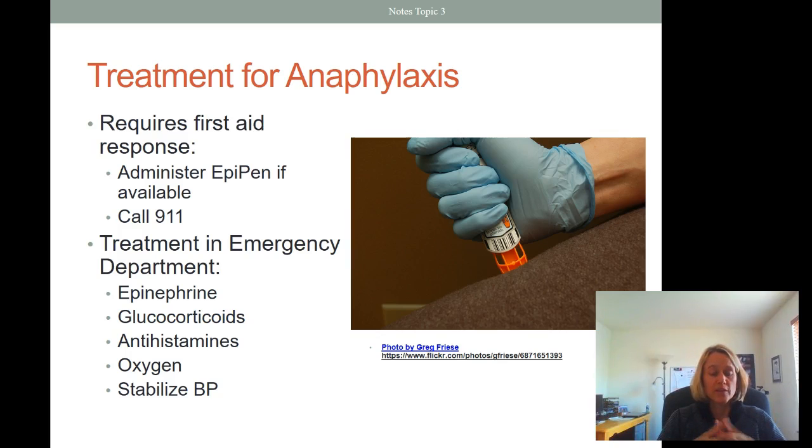Other things that might be given: glucocorticoids to reduce inflammation. So remember, the capillaries are also going to be kind of leaky in response to that inflammatory reaction, and glucocorticoids are going to help to reduce that inflammation. Antihistamines to help combat the effects of histamine, oxygen, and other drugs to stabilize the blood pressure.